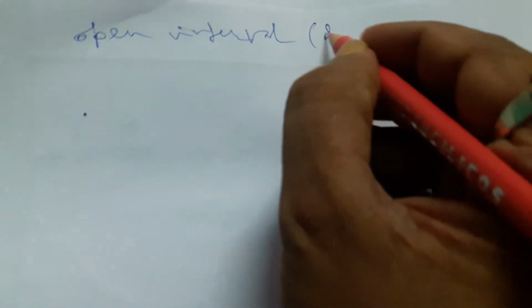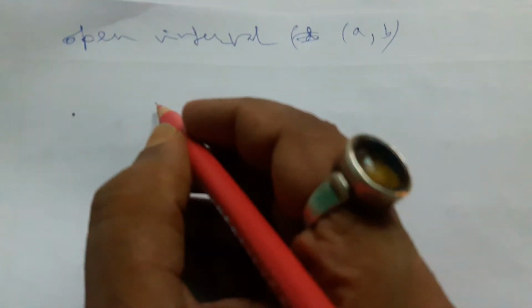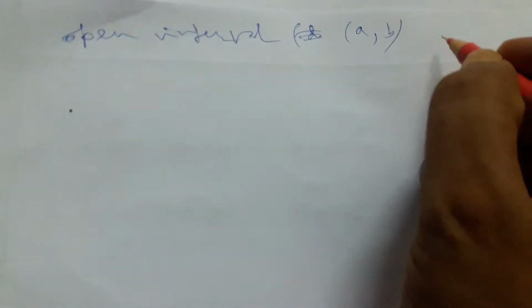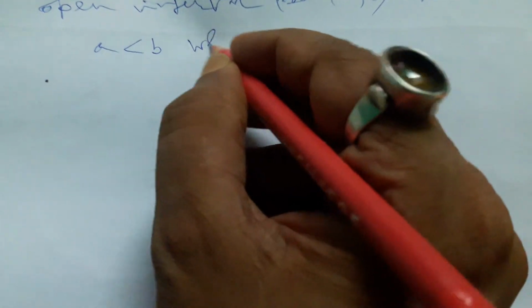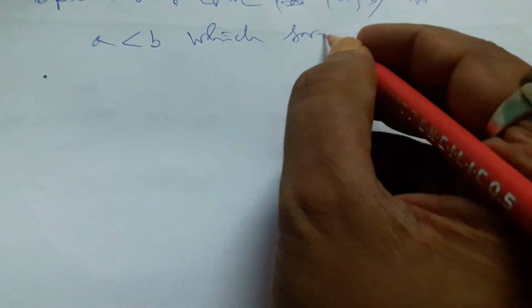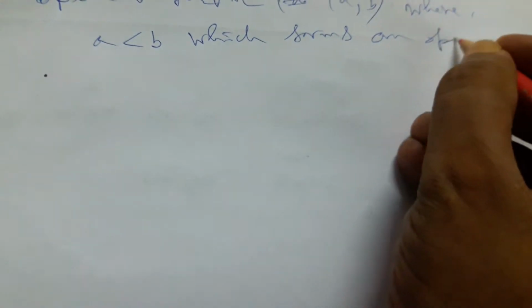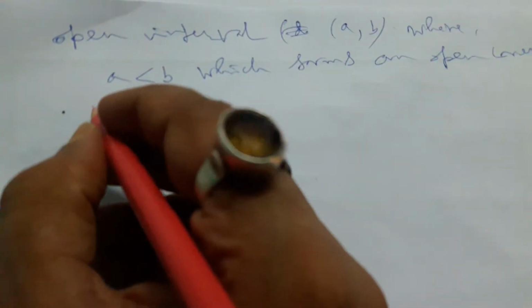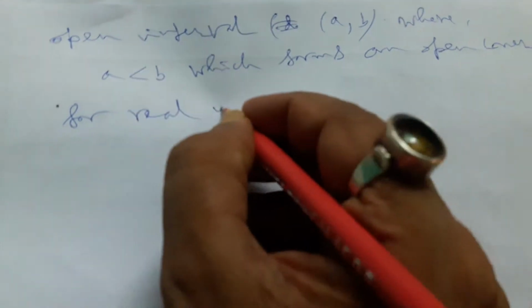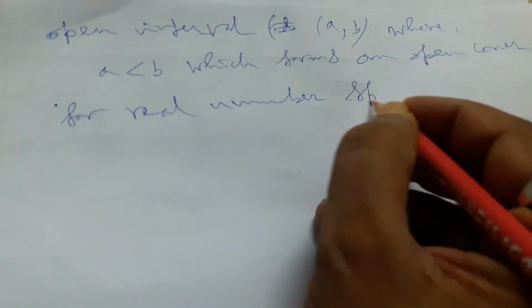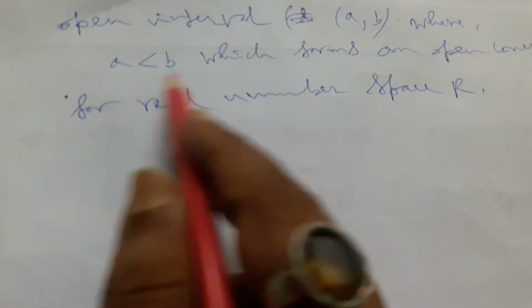like this (a, b). If we say this open interval (a, b), where we know a is less than b, which forms an open cover for the real number space R. Suppose we are taking this type of system.